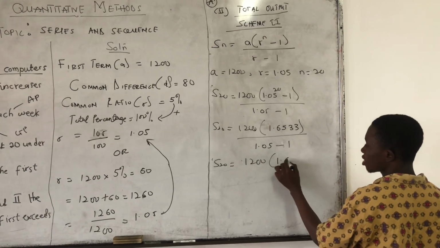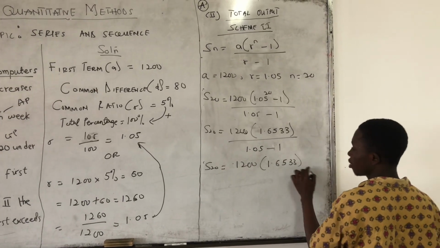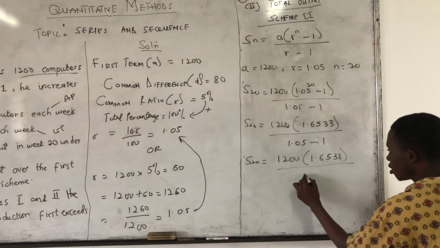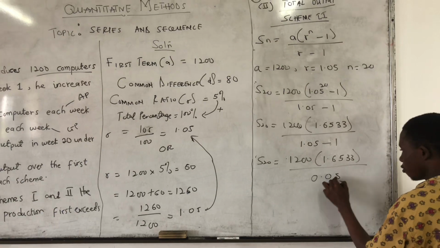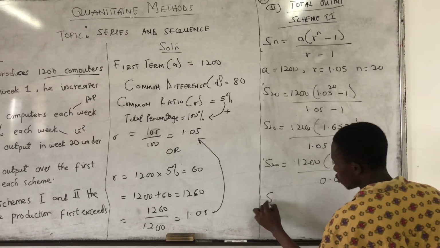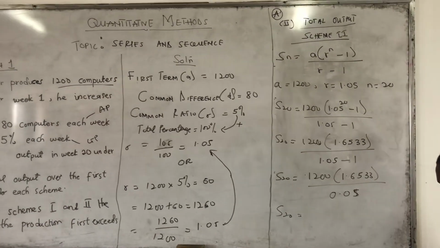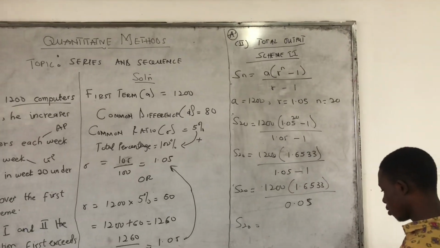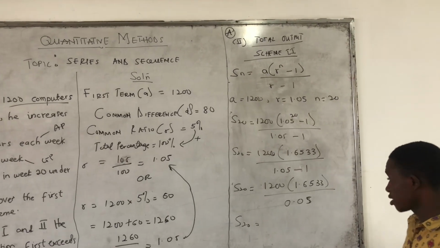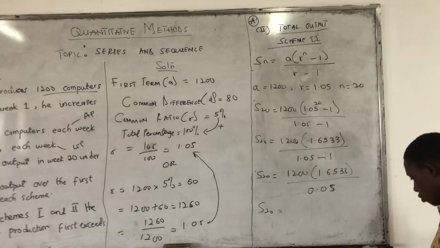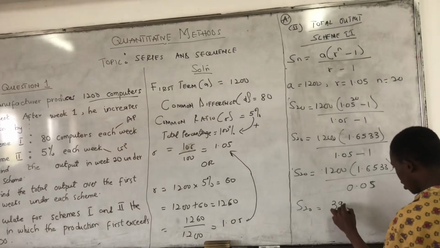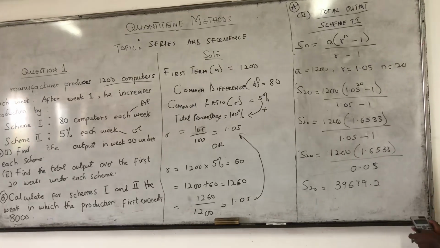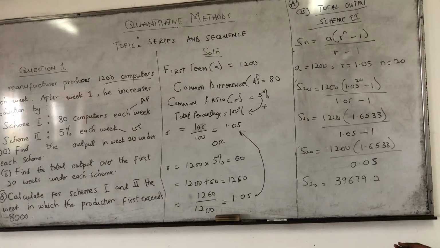1,200 into 1.6533 all divided by 1.05 minus 1. What are you getting? This is 0.05. So let's find the final answer. So 1,200 into bracket 1.6533 divided by 0.05. I get this: 39679.2. So that is how we find the total output for scheme 2.